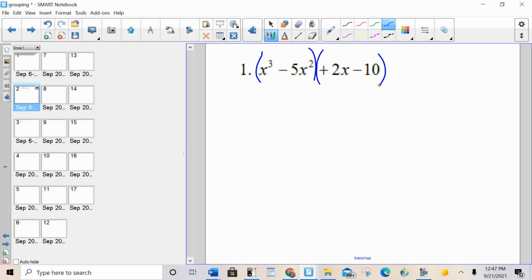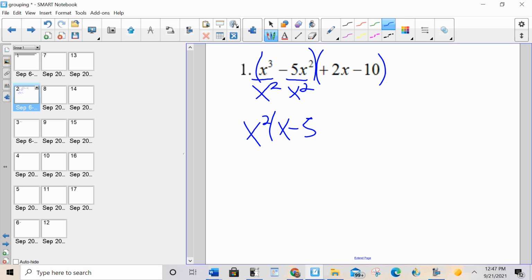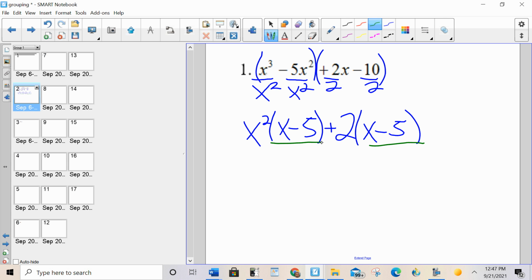I find the GCF of each group. The GCF of the first group here would be x squared. So that would become x squared, x minus 5. And the GCF of the second group, in this case, would be 2. I need to put a sign in between the 2 groups, so I'm going to put plus, since it's a positive 2, x minus 5. Now, these match. They must always match.